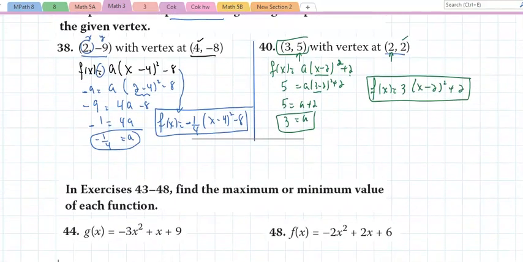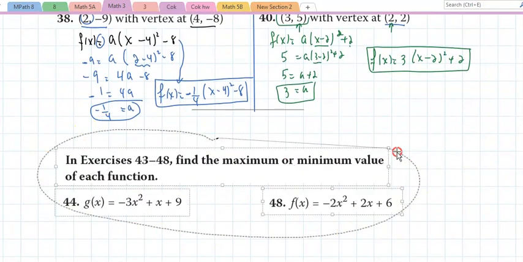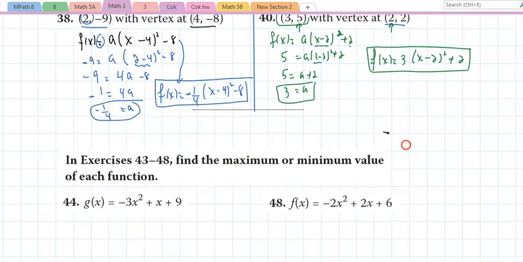Okay, and you'll notice everything they ask about in a parabola could be solved by you finding the vertex. That's the key.